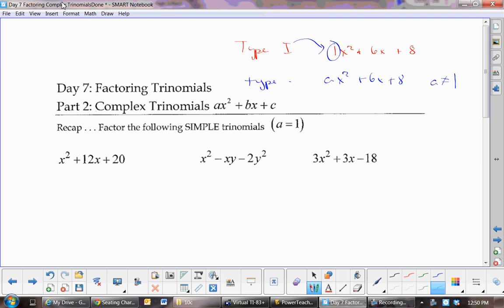Okay, so type 1, just again, has a 1 in the front. And that is before or after the GCF. Now, if you can't take out a GCF to make that 1, you're going to get a type 2, and that's where you're going to have an A in front. And we're going to do that very differently than when you don't have an A in front.